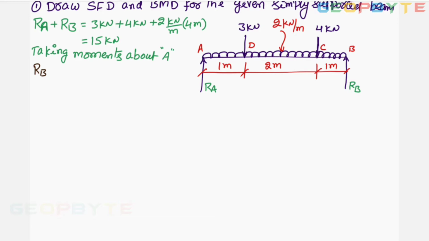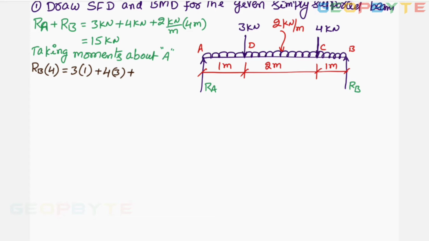RB into distance up to A, that is 4 meters. It must be equal to sum of the clockwise moments. One moment due to 3 kilonewtons: 3 kilonewton multiplied by distance up to A, because we are taking the moments about A, plus the another point load. First let us consider the point loads. The 4 kilonewton multiplied by distance up to A, that is 3. These two are the clockwise moments due to point loads.